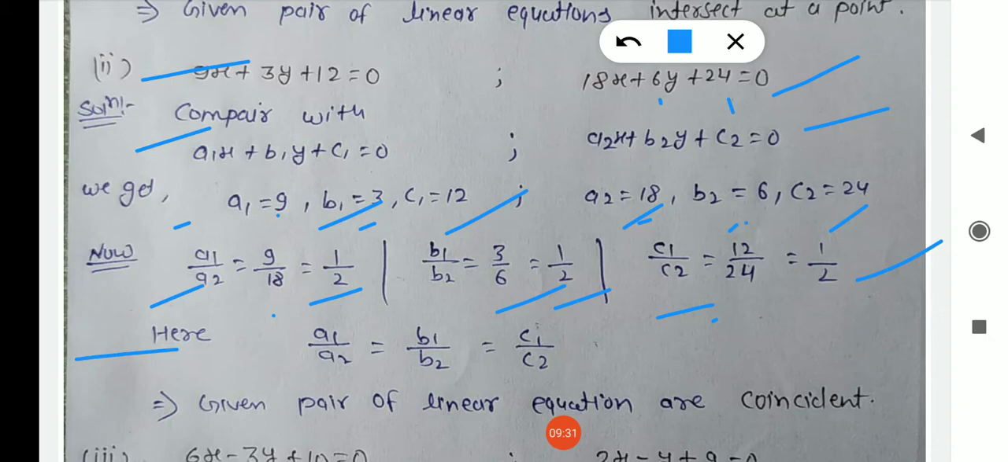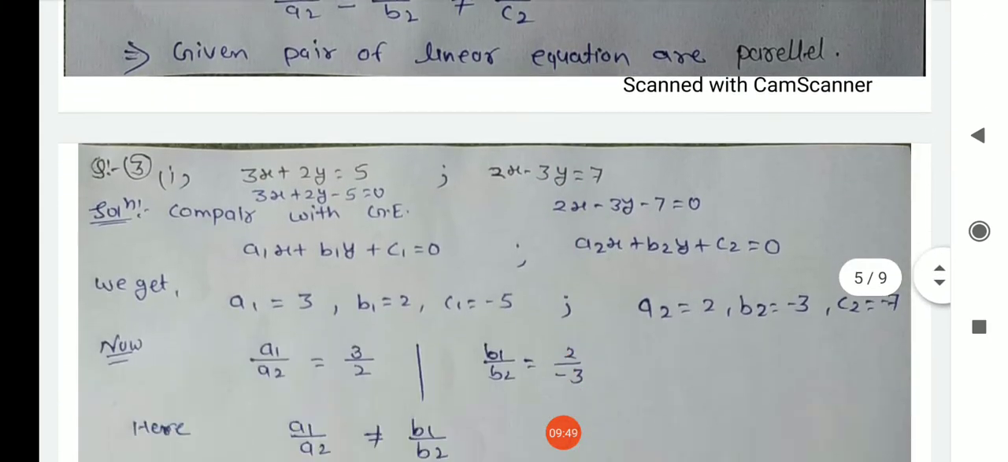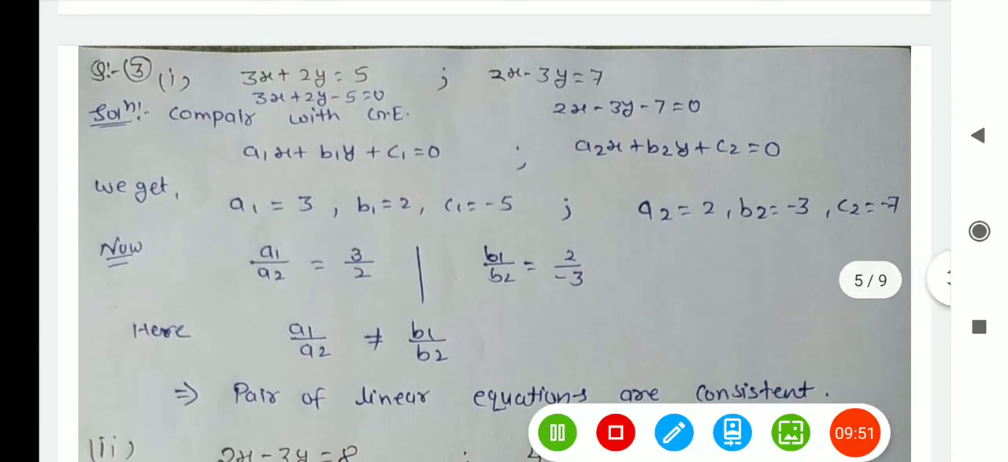Here a1/a2 is equal to 1/2, b1/b2 is also 1/2 and c1/c2 is also 1/2. Here a1/a2 is equal to b1/b2 is equal to c1/c2. So the given linear equations are coincident. Okay. Similarly do the third.